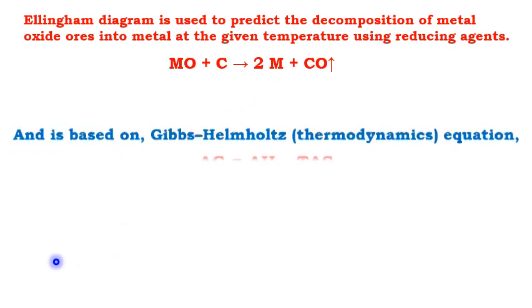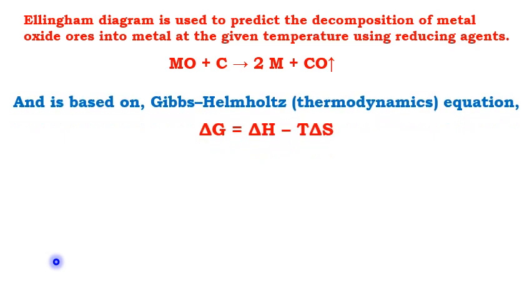Right, the LEM diagram is based on the Gibbs-Helmholtz equation. The Gibbs-Helmholtz equation is derived from thermodynamics. A simple form of the Gibbs-Helmholtz equation is taken here. The Gibbs-Helmholtz equation is given as delta G is equal to delta H minus T into delta S. We'll see what delta G, delta H, and delta S are later. But here T stands for the temperature, and whether the reaction is feasible at this temperature or not we can predict from the Gibbs-Helmholtz equation.